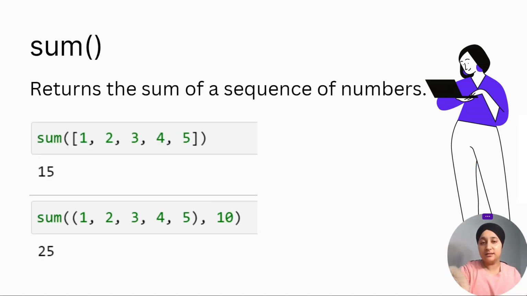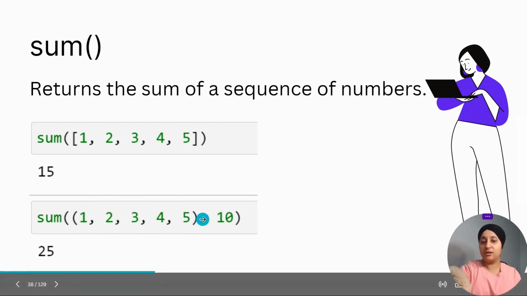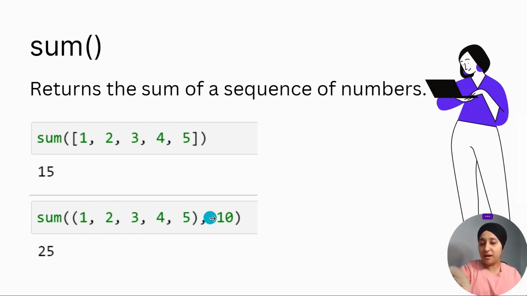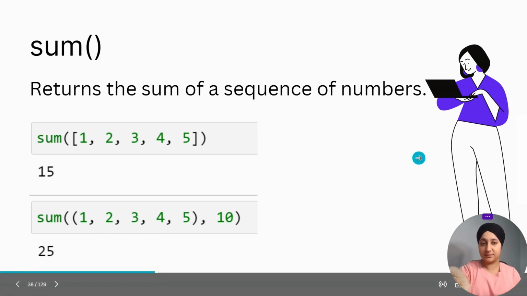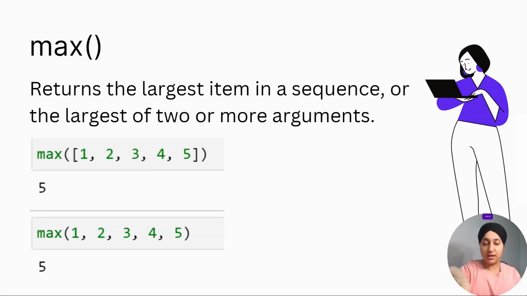The sum function returns the sum of a sequence of numbers. Now we are calculating the sum of the list. In this case, what it will do is sum up all the elements individually in the list, and the answer is 15 in this case. Next we have a tuple, and the next element is 10. In this case all the elements of the tuple will add up to 15, comma 10. It will add up 10 as well, so that's why the result is 25 in this case. This was the sum function. Now max.